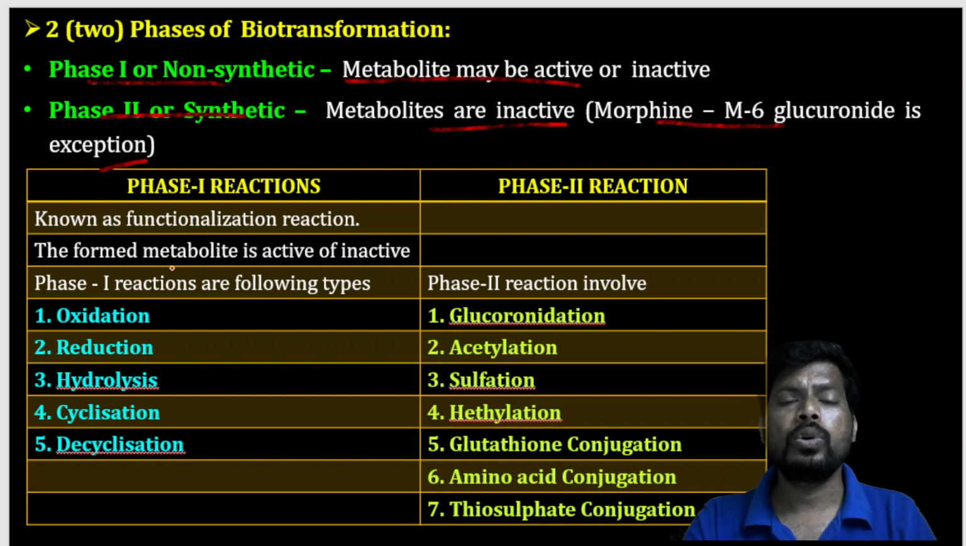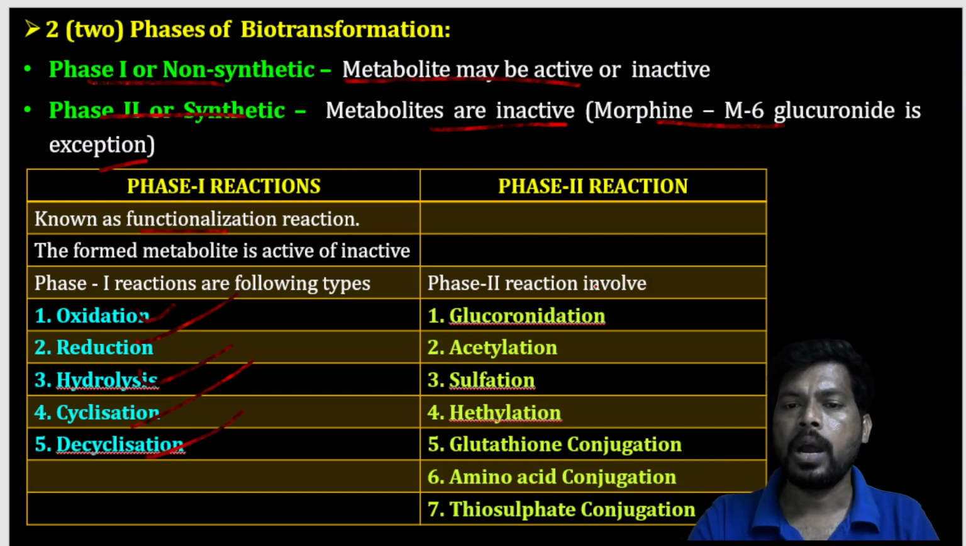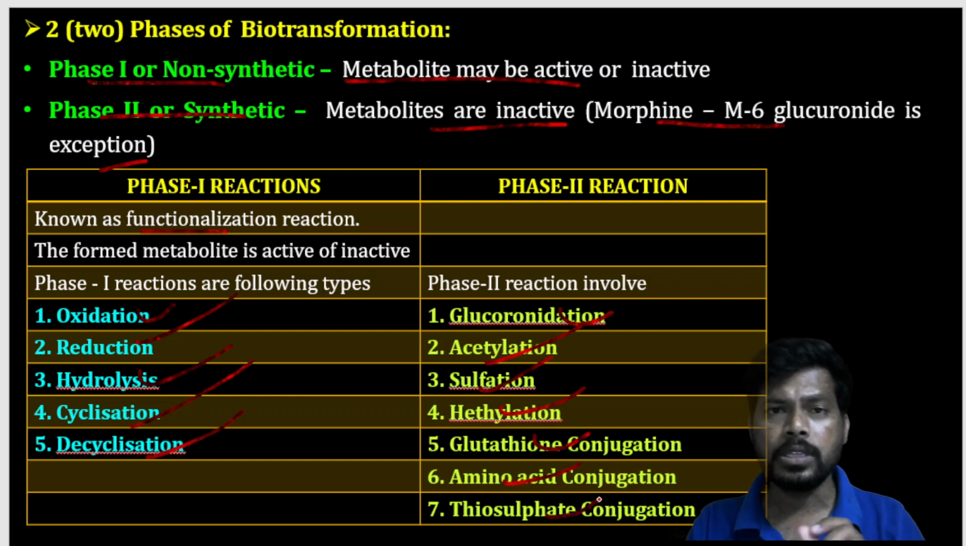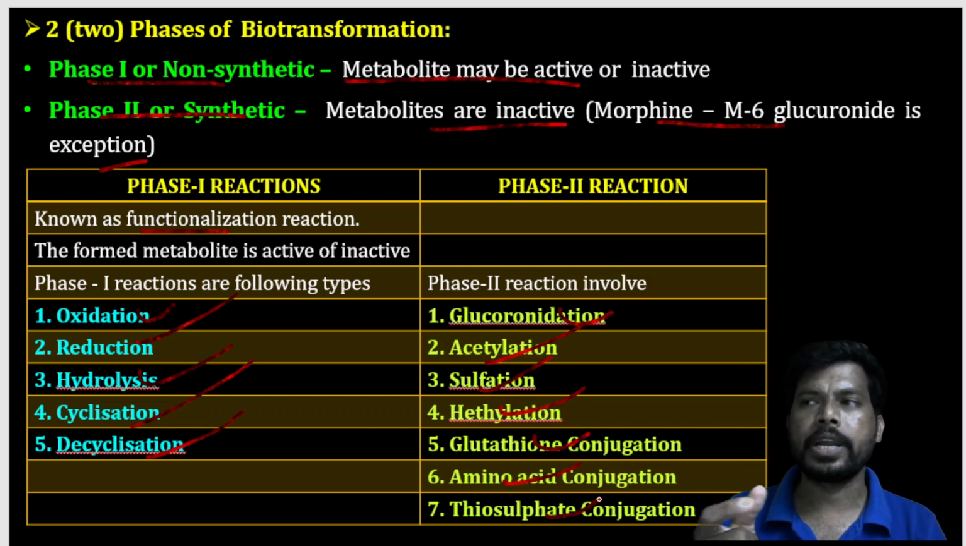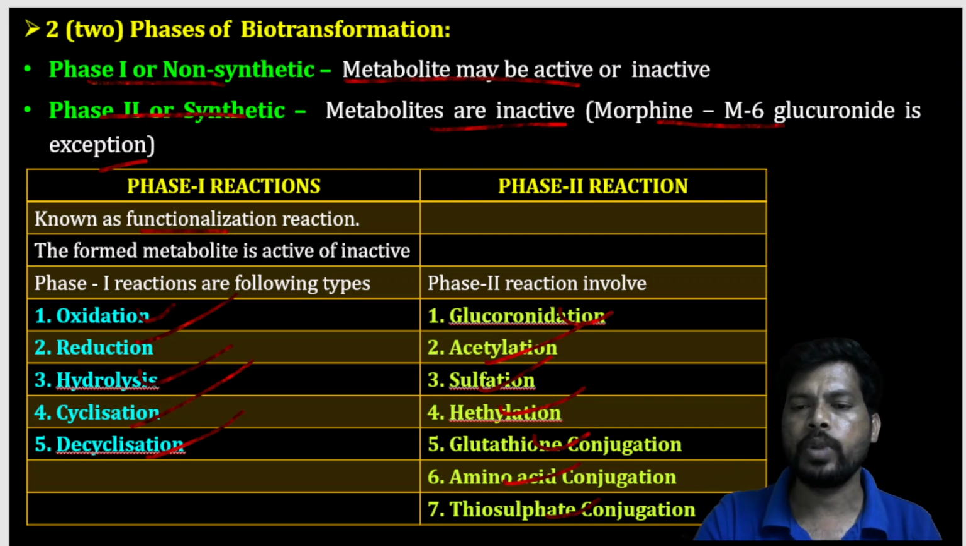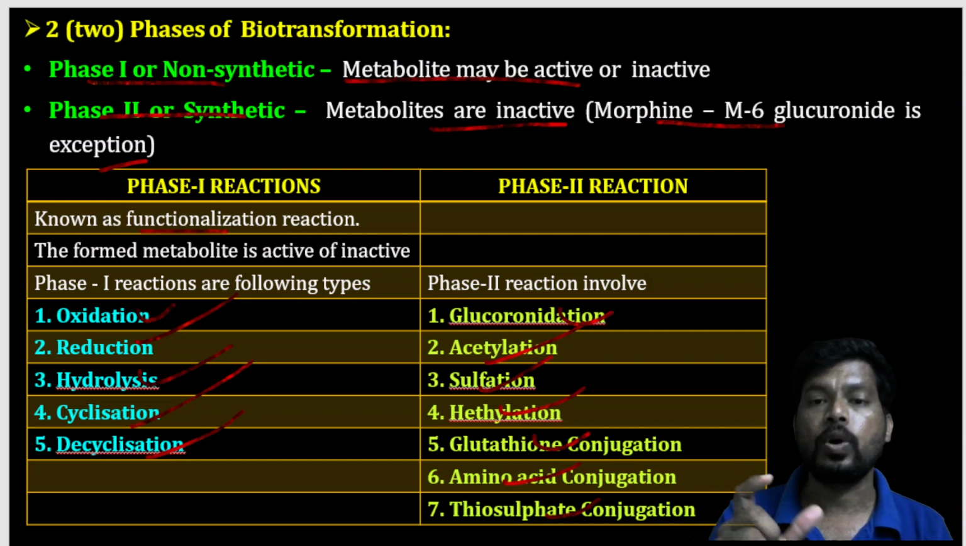And as I mentioned earlier, phase 1 reactions are also known as functionalization reactions. So oxidation, reduction, hydrolysis, cyclization, decyclization come under the phase 1 reaction, and glucuronidation, acetylation, sulfation, methylation, glutathione conjugation, amino acid conjugation, thiosulfate conjugation come under phase 2 metabolism. Phase 2 metabolic reactions are known as conjugation reactions.